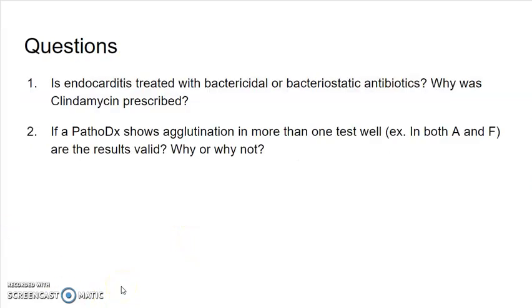So my questions: number 1, is endocarditis treated with bactericidal or bacteriostatic antibiotics? Why was clindamycin prescribed? And number 2, if a PathoDx shows agglutination in more than one test well, for example in A and F, are the results valid? Why or why not?